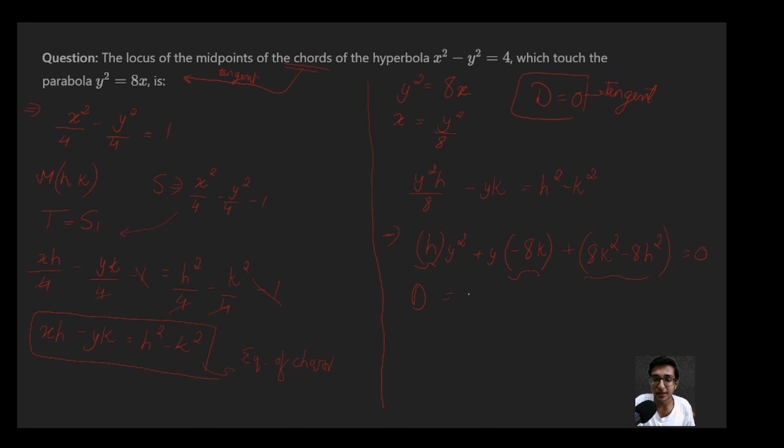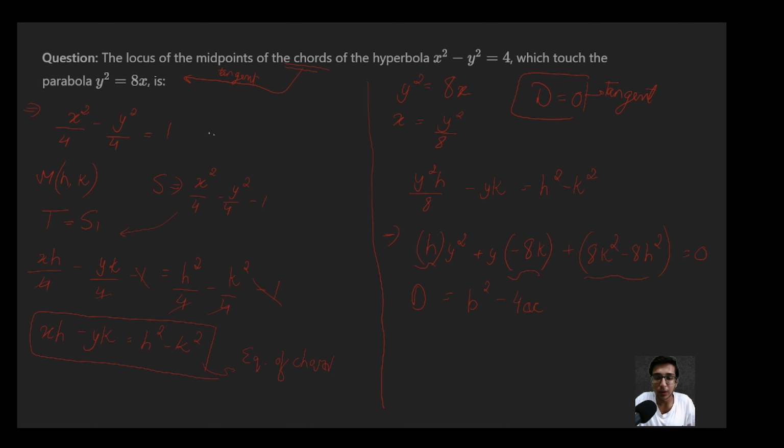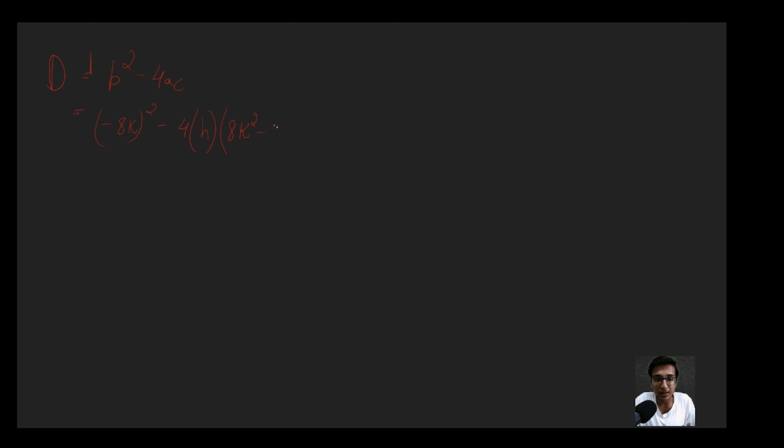So how do we find out the discriminant? We write down b square minus 4ac. So let us take this to the next page. The discriminant can be written as b square minus 4ac. What is our b? Minus 8k whole square, minus 4 into a, which is our h, and c is our 8k square minus 8h square. So let us write this in a more simplified format. This would become 64k square minus 8 4s are 32, hk square plus 32 h cube, and this is our value of the discriminant.